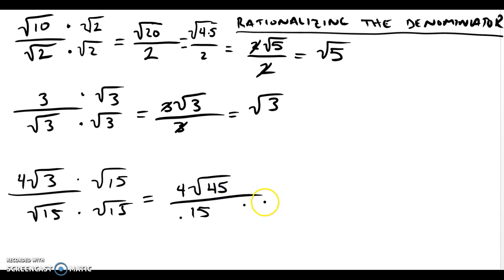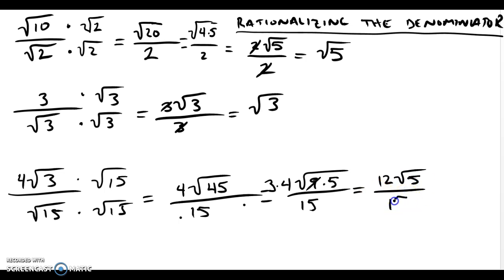But we're not quite done, unfortunately, because 45 is 9 times 5 over 15. And the square root of 9 is 3. So I'm going to move 3 and do it this way. I'm going to move 3 to the outside. So I've got 12 square root of 5 over 15. We are not quite done. We can divide the top and bottom by 3. In other words, we're reducing the fraction. So we've got 4 square root of 5 over 5.